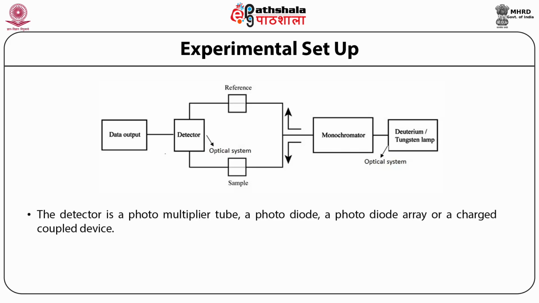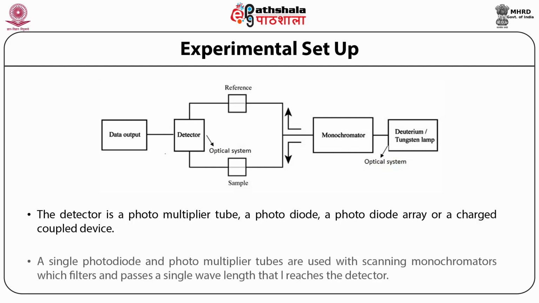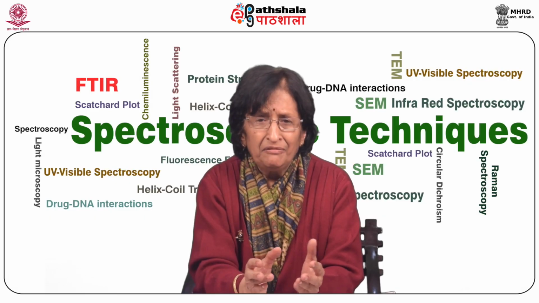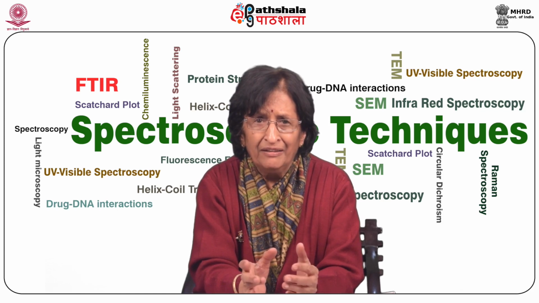The detector is usually a photomultiplier tube, a photodiode array, or a charge coupled device. A single photodiode and photomultiplier tubes are used in scanning monochromators, which filter and pass a single wavelength lambda that reaches the detector. We'll just see what spectrometers are.